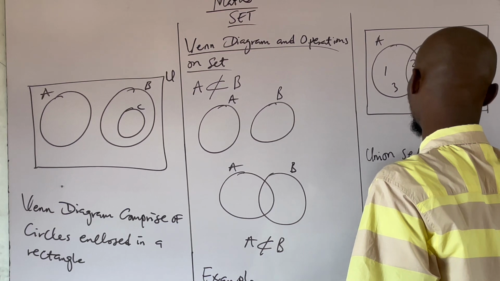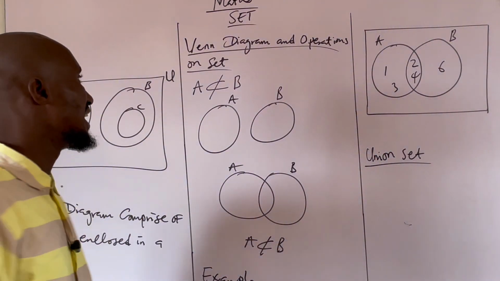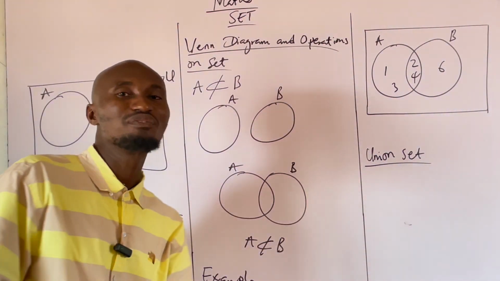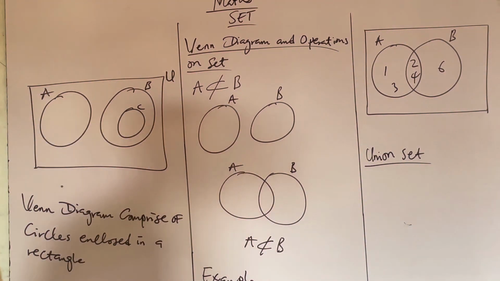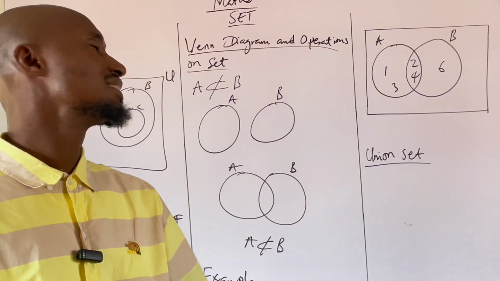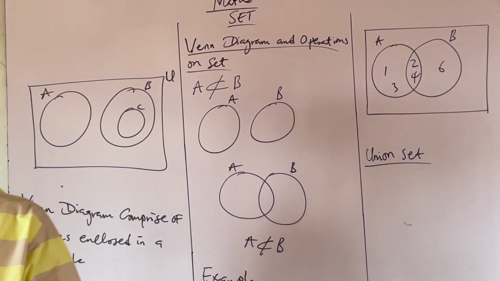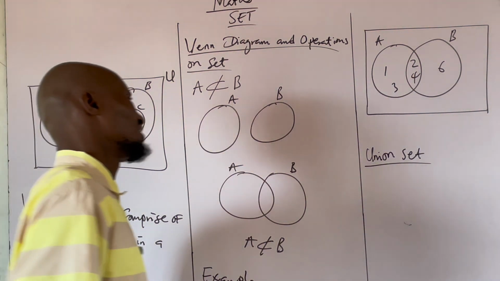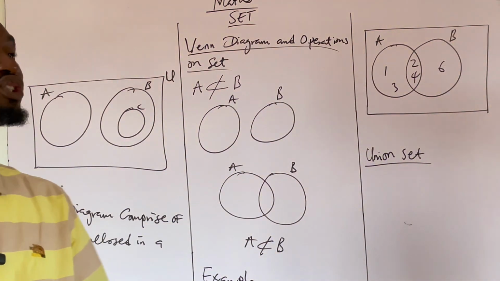Union set. These are types of sets that are under Venn diagram and operations on sets. We have union sets, we have intersection, right? We have disjoint sets. We have complement of sets. We've done that one in our previous class. So here now I want us to do all these things because they involve Venn diagram.